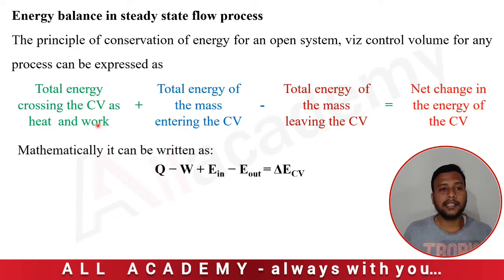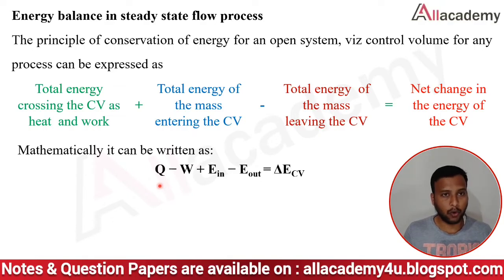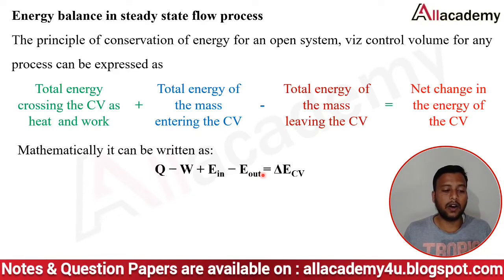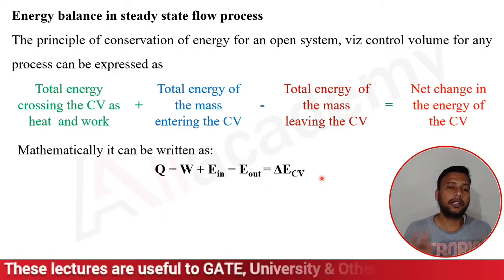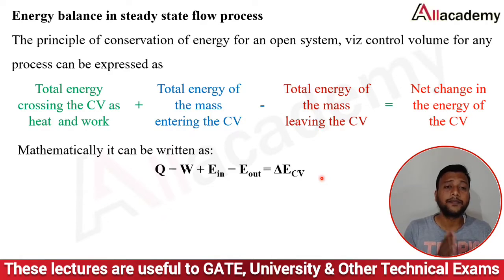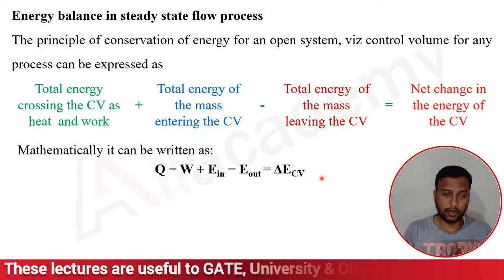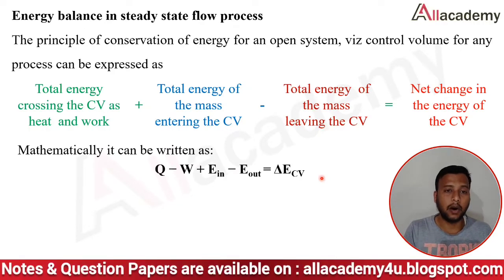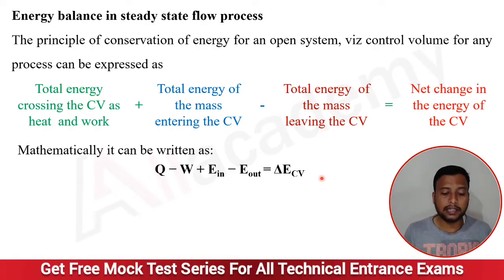Now mathematically this equation can be written as Q, that is the amount of heat added or heat rejected, minus work done, plus energy inlet, minus energy outlet, is equal to delta energy, the amount of energy within the control volume. What is that energy within the control volume? It is the heat addition or heat rejection, minus work done by the system or on the system, plus energy inlet minus energy outlet. That will give us the amount of energy within the control volume.